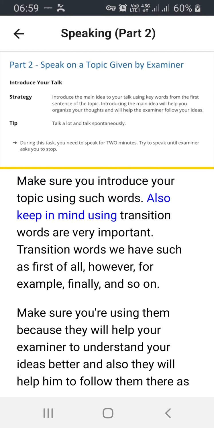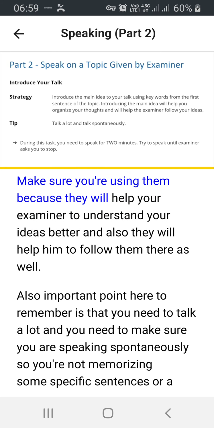And also keep in mind, using transition words is very important. Transition words we have such as first of all, however, for example, finally, and so on. So make sure you're using them, because that will help your examiner to understand your ideas better, and also help him to follow them better as well.